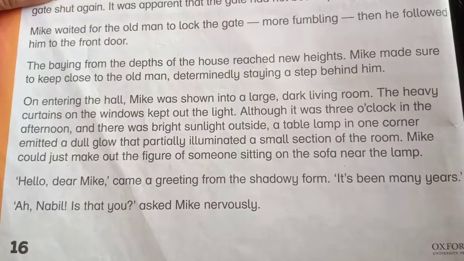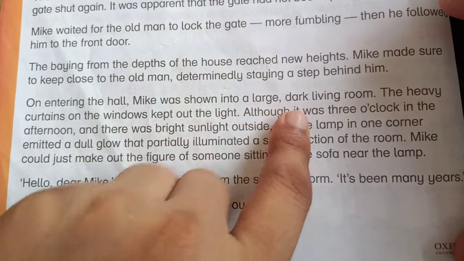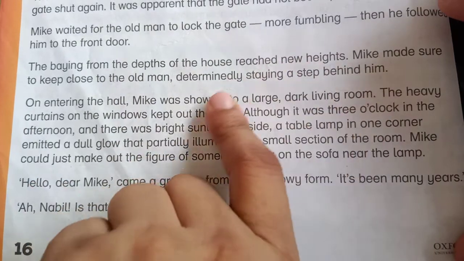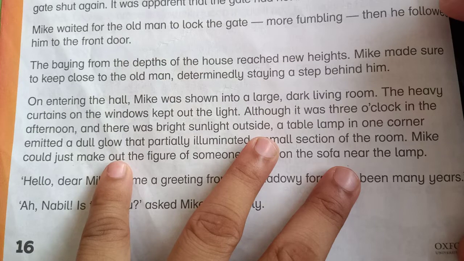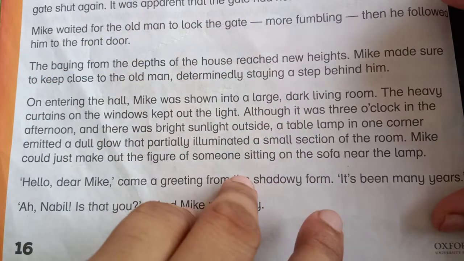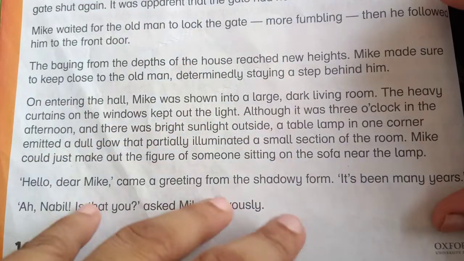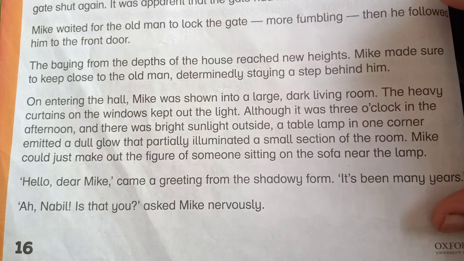Let's find out. So dear students, on entering the hall, Mike was shown into a dark living room. This word is telling us that he was sitting in a large living room, because when Mike entered the house, he was following an old man, and then he came to a room where Nabil was sitting.